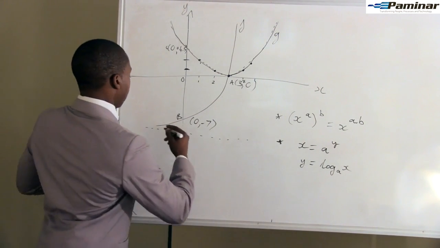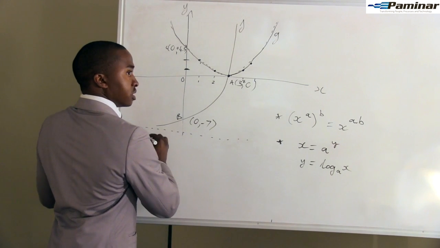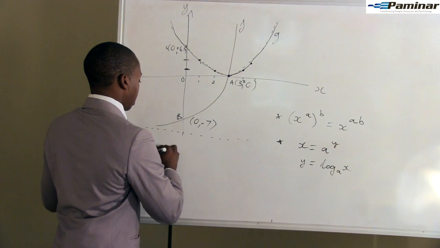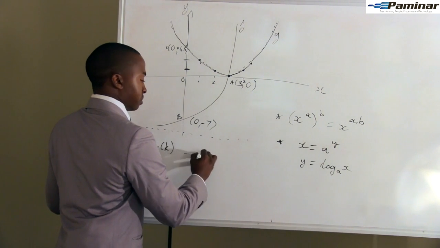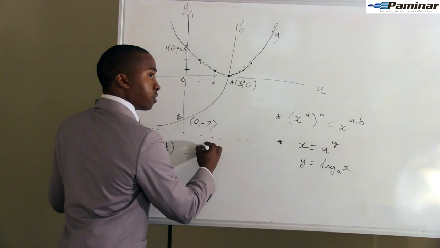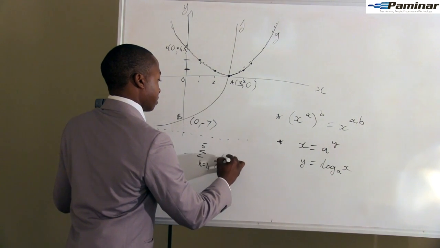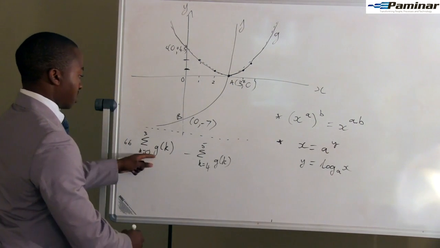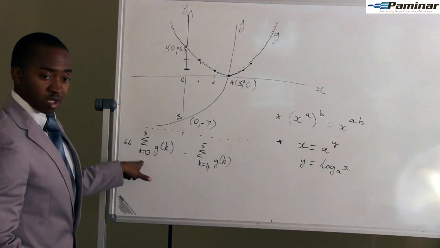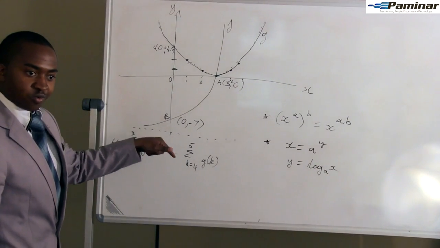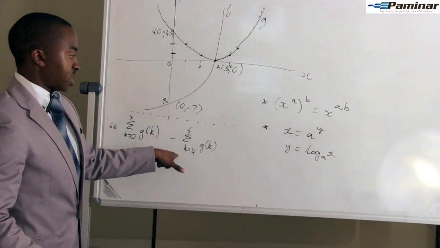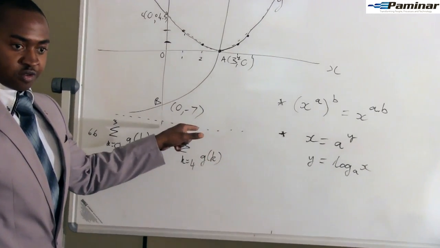So we're working with the summation from k is equal to 0 up to 3 for g of k minus the summation for k is equal to 4 up to 5 for g of k. What does this mean? This means you're summing g of 0 plus g of 1 plus g of 2 plus g of 3. Then you're subtracting g of 4 and g of 5.